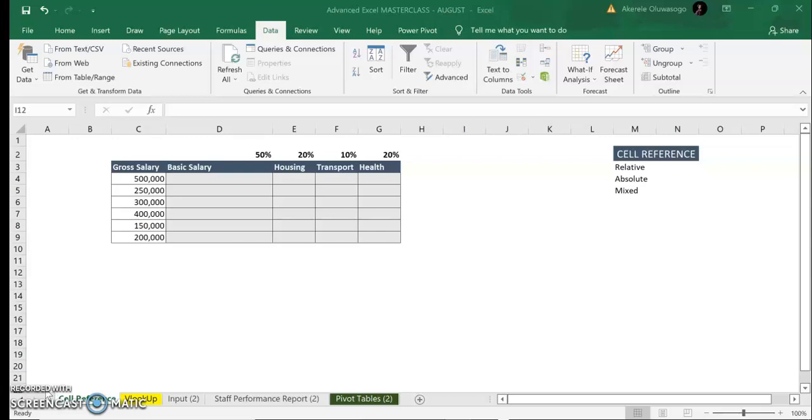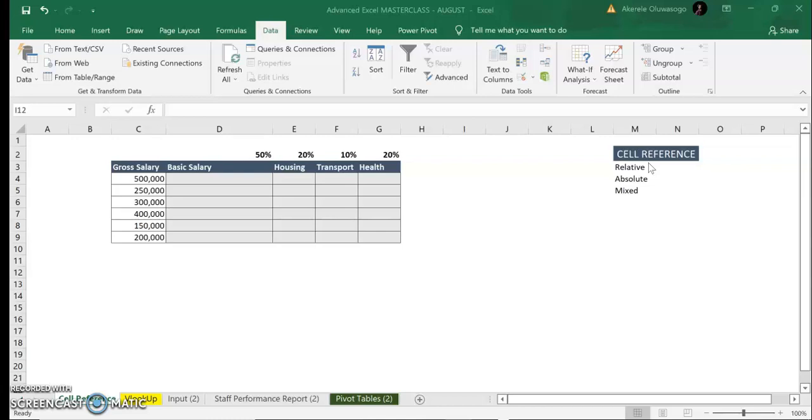Today I'm going to teach you how to use cell reference in your formula in Excel. In Microsoft Excel, we have three types of cell reference: the relative, the absolute, and the mixed cell reference.